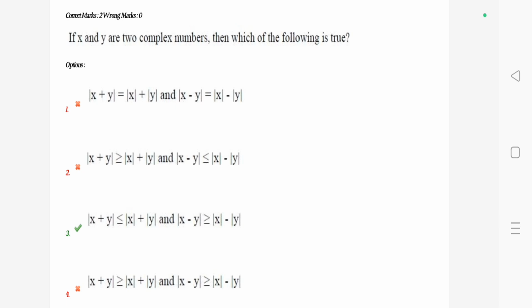If x and y are two complex numbers, then which of the following is true? In these options, mod (x plus y) is less than or equal to mod x plus mod y, and mod (x minus y) is greater than or equal to mod x minus mod y.